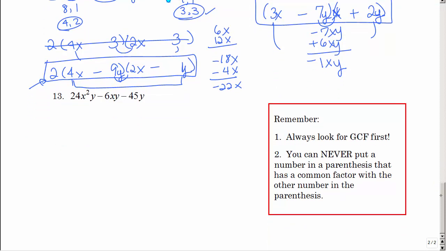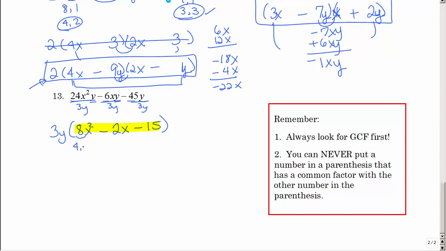Ooh, that's ugly. Please tell me there's a GCF. What are all 3 of those divisible by? Not 2, because 45 is odd. What about 3? And what else do they have in common? Don't they all have a y? So let's divide everything by 3y. So I'm going to divide that by 3y, I get 8x squared minus 2x minus 15. Okay, this looks a little bit better, a little bit. Still need to see if I can factor more.